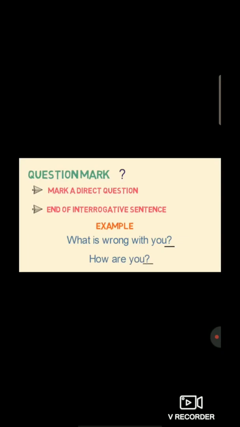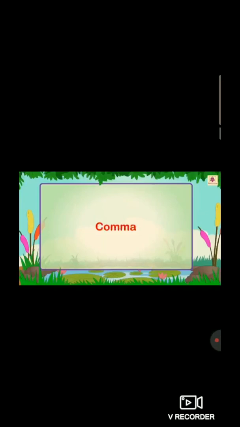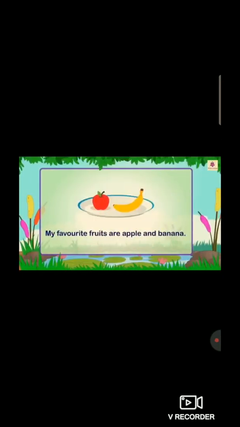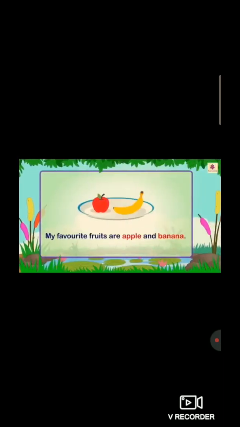So students, one more punctuation mark I am going to explain to you, that is the comma. Students, look at the following sentence. My favorite fruits are apple and banana. Here there are only two items in the list, apple and banana, right?